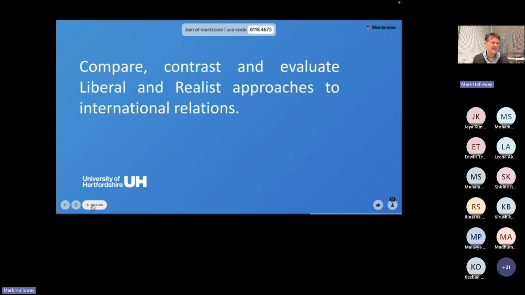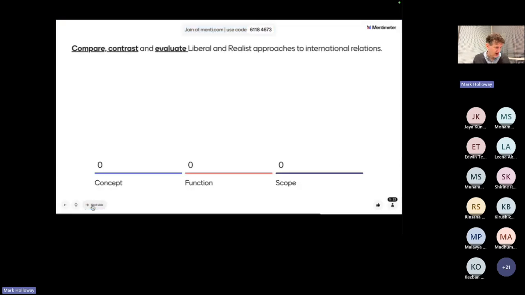Compare, contrast, and evaluate liberal and realist approaches to international relations. Now, I don't know if that looks like a simple question or not, but let's apply these words: concept, function, and scope. I have underlined in bold three words from the title: compare, contrast, and evaluate. And I'd just like you to tell me if these words represent the concept that's being tested, the function of the assignment, or the scope of the assignment.